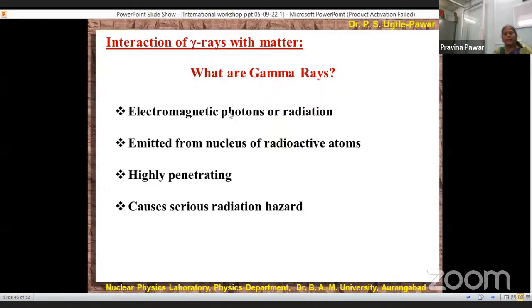Interaction of gamma rays with matter. What are gamma rays? The electromagnetic photons or radiation emitted from the nucleus of radioactive atoms, highly penetrating, causes serious radiation hazards.